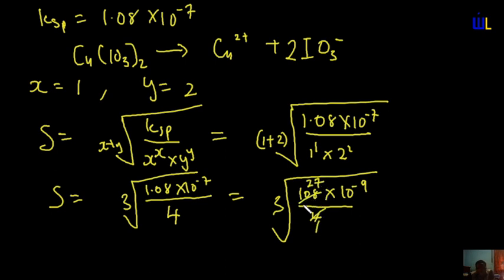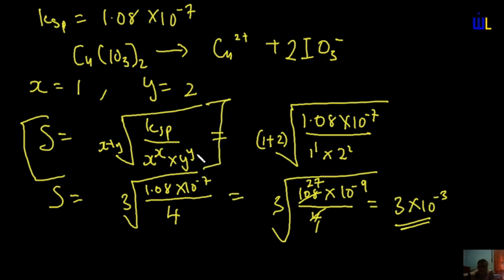Now with this, I know the cube root of 27. The cube root of 27 is 3. And when you cube root 10 raised to the power minus 9, it's going to give you 10 raised to the power minus 3. So which means that our final answer would be 3 times 10 raised to the power minus 3. And that's the solubility, basically. So whenever you have a solubility product given, just apply this formula straight up and you will get your answer without any issues.